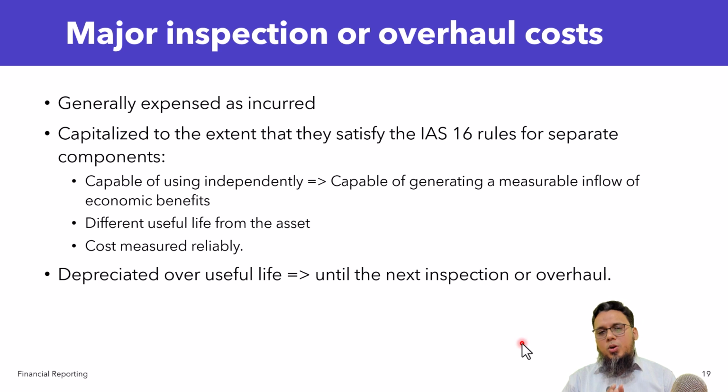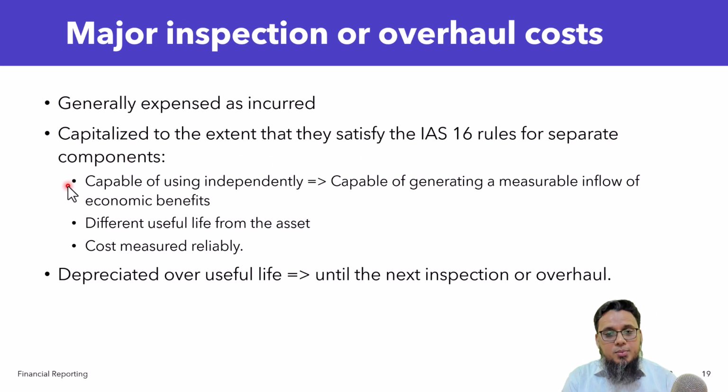Major inspection or overhaul cost, which we covered slightly earlier, is generally expensed as incurred. Okay, so the primary rule is if you are carrying out an inspection or repair work, it is expensed. But it can be capitalized to the extent that it satisfies the IAS 16 rules for separate components.